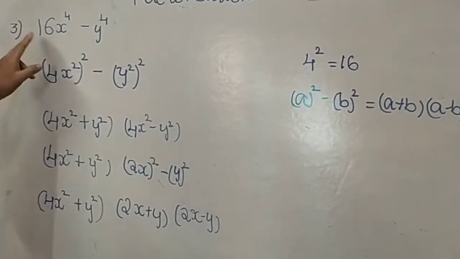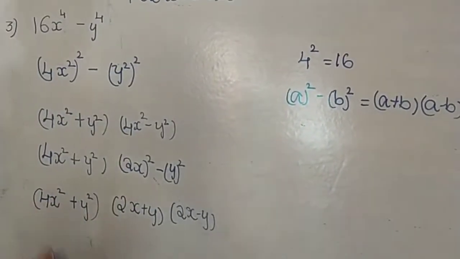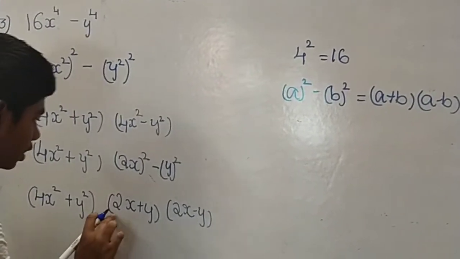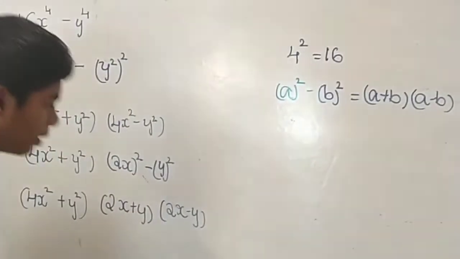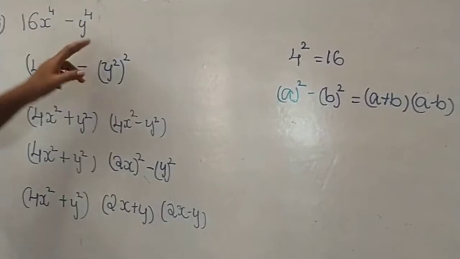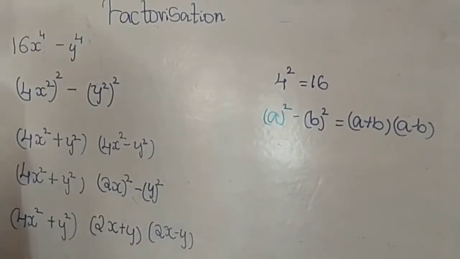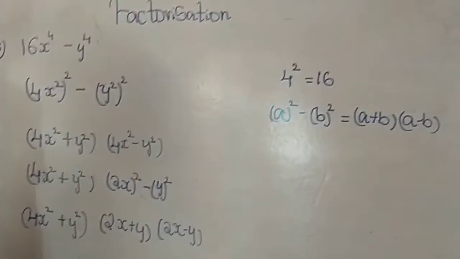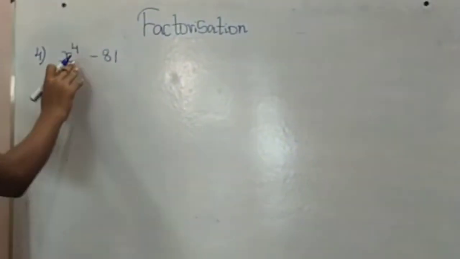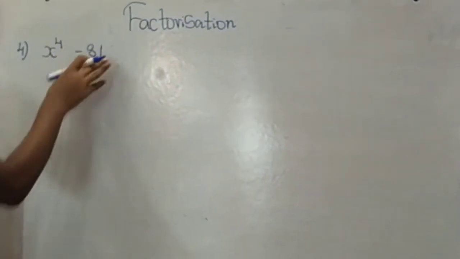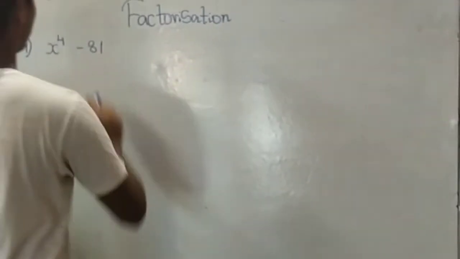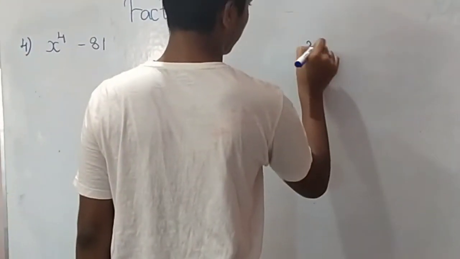If you want to check the answer, we can do 4x square plus y square into 2x plus y into 2x minus y, and the original answer will come. Fourth question: x power 4 minus 81. Now we have to remember 81 is 9 square.